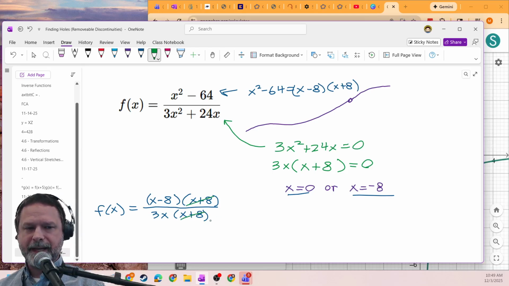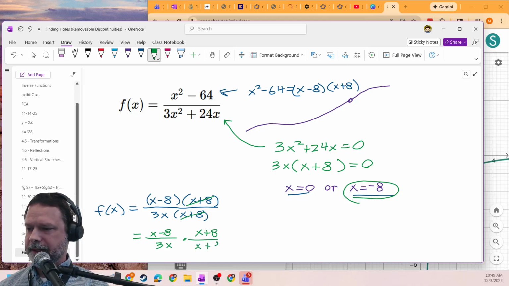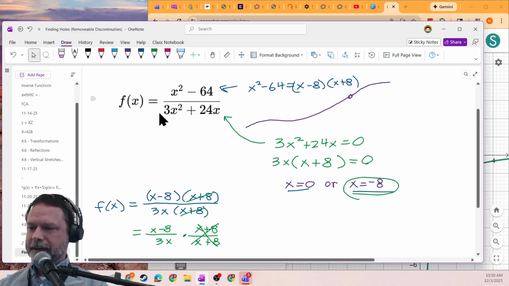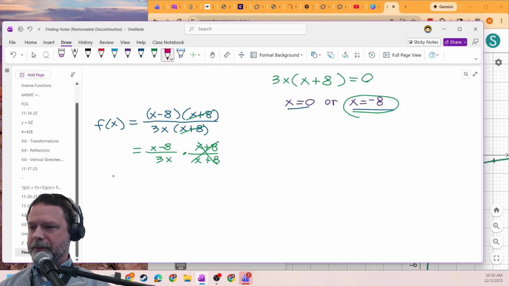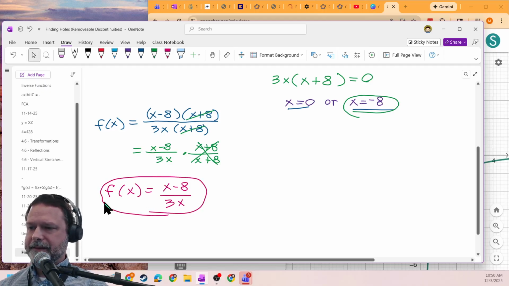X plus 8 over x plus 8 always equals 1, except when x is negative 8. Then we're undefined. So in other words, this is the same as x minus 8 over 3x times x plus 8 over x plus 8. Well, that's just 1, right? For the most part. So our graph will look exactly like x minus 8 over 3x. It's the exact same thing.